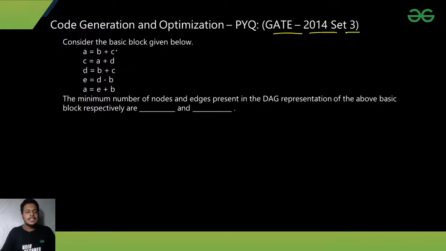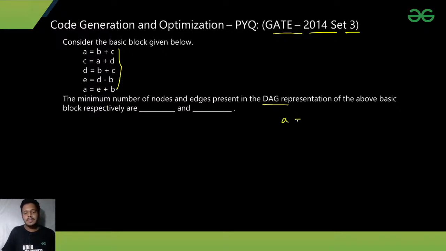So consider the basic block given below. It asks for the minimum number of nodes and edges present in the directed acyclic graph representation of the above basic block. This is a 3 address code, and we need to convert it to the DAG representation. There will be only one DAG graph, and here we can see 5 3 address codes are there.